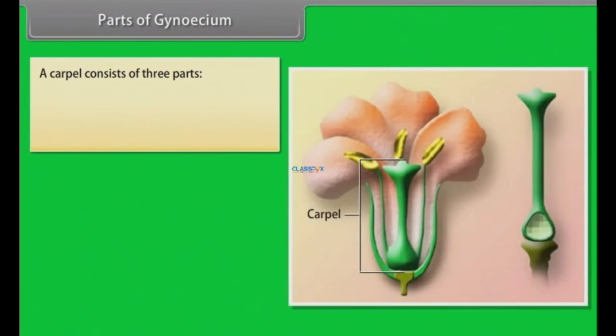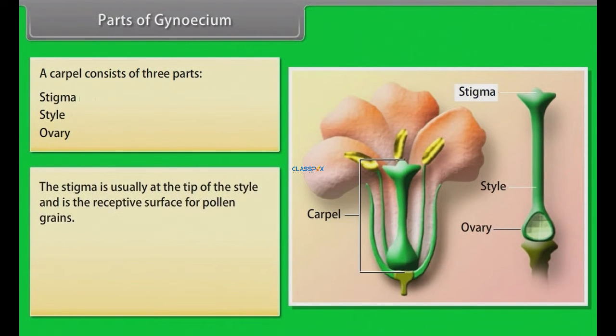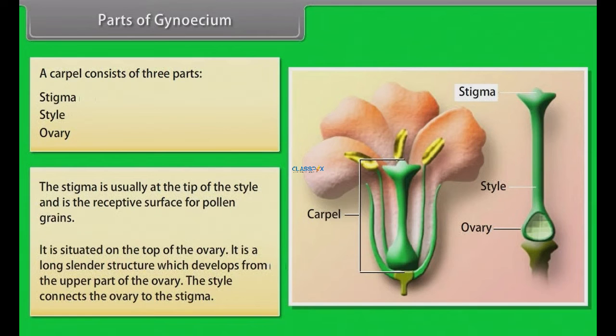Parts of gynoecium. A carpel consists of three parts: stigma, style, and ovary. The stigma is usually at the tip of the style and is the receptive surface for pollen grains. It is situated on the top of the ovary. The style is a long, slender structure which develops from the upper part of the ovary. The style connects the ovary to the stigma.